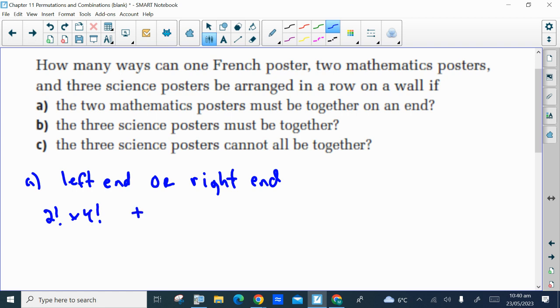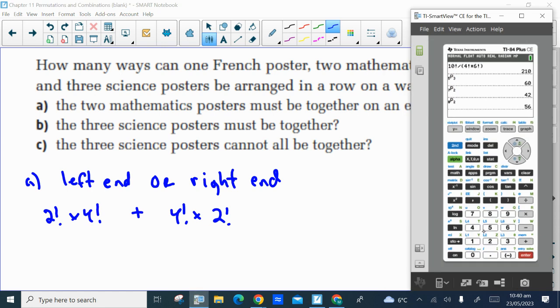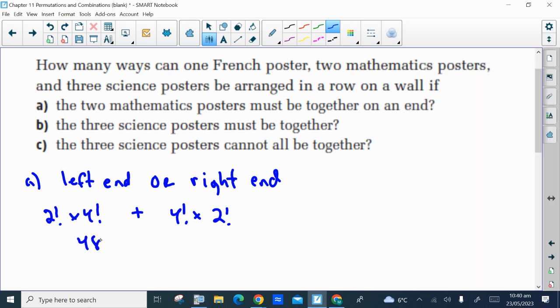Or means to add. If they're on the right end, that means you'll have 2 factorial at the end and 4 factorial at the start. Doesn't really matter though, because order doesn't matter when you're multiplying. 2 factorial, which is 2, times 4 factorial, which is 24, should give us 48. Yeah. So it's 48 and 48, a total of 96. There's the answer.